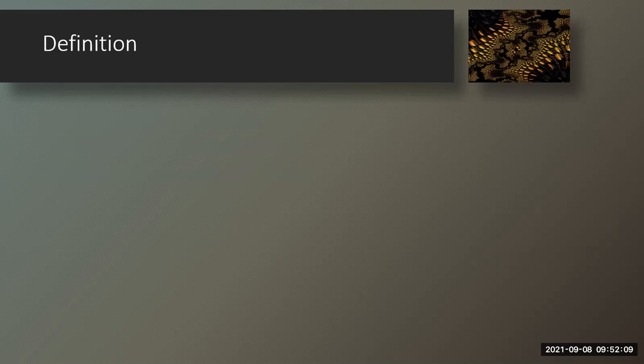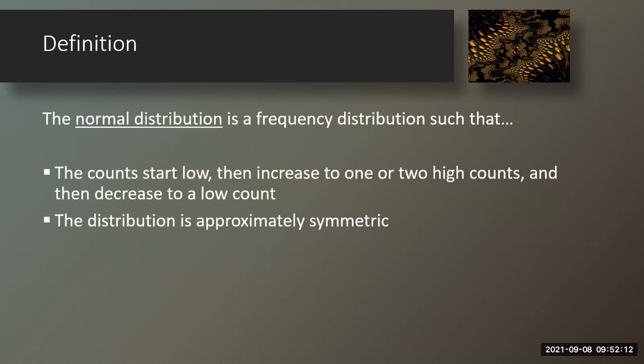Definition. The normal distribution is a frequency distribution such that, number one, the counts start low, then increase to 1 or 2 high counts, and then decrease to a low count. And number two, the distribution is approximately symmetric.